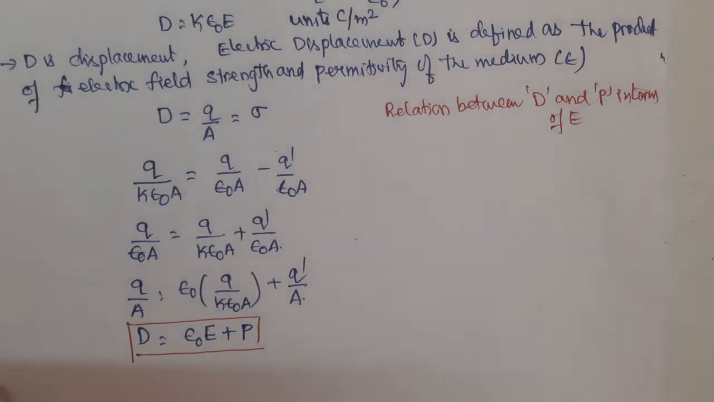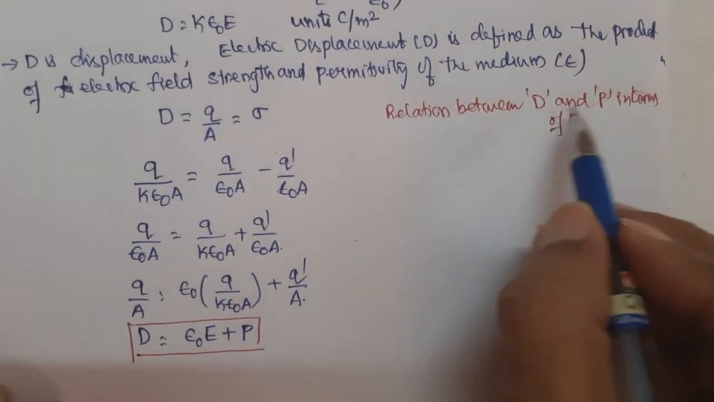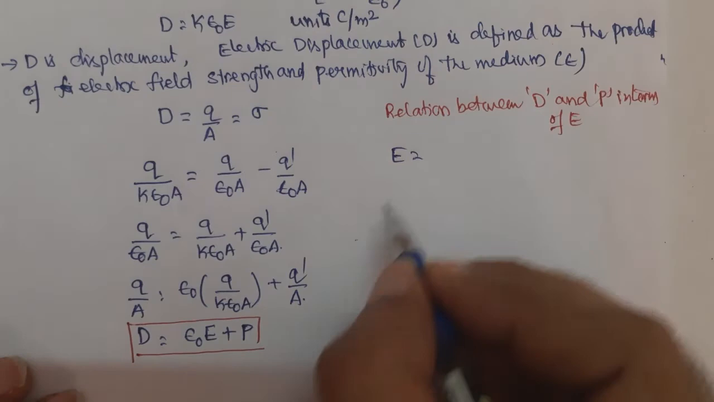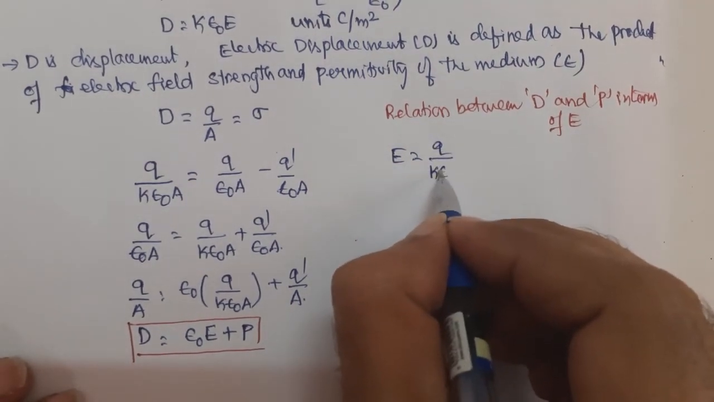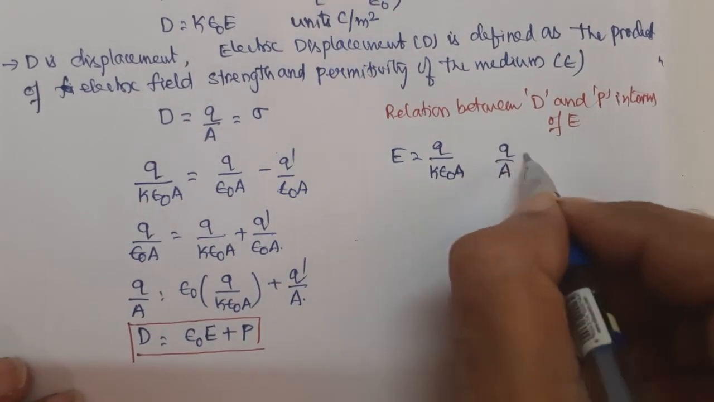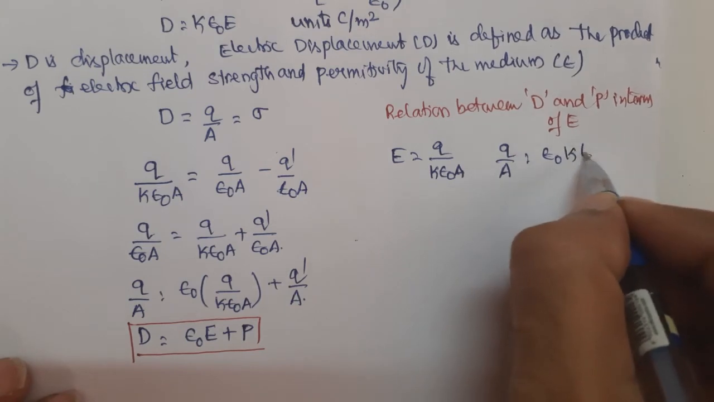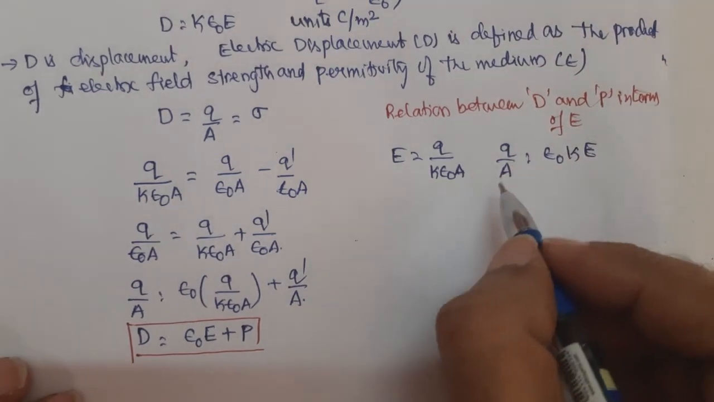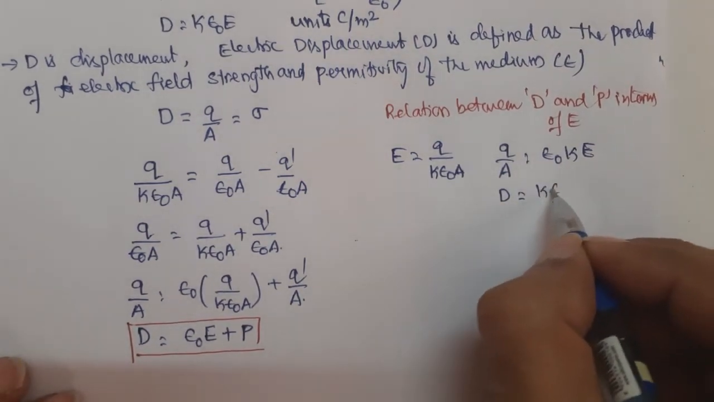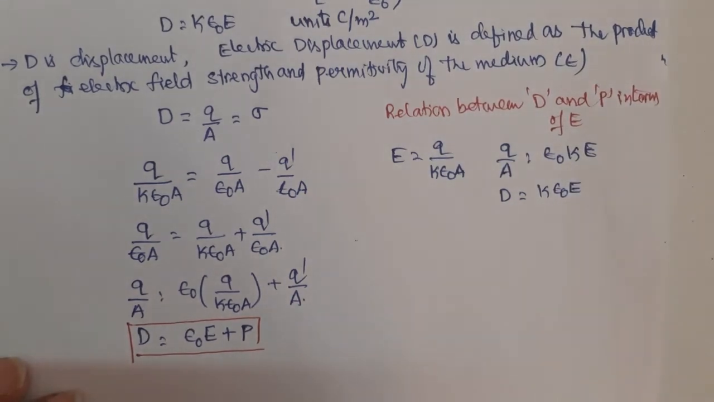Now, what is the relation between D and E? We know that E is equal to Q by K epsilon naught A. From this you can write that Q by A is equal to epsilon naught K E. And this Q by A is nothing but the definition of D. So D is equal to K epsilon naught E. Now this is the relation between D and E.